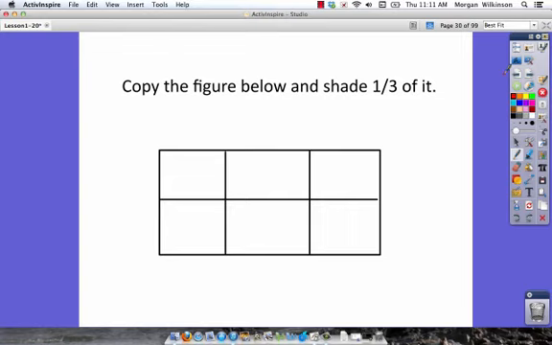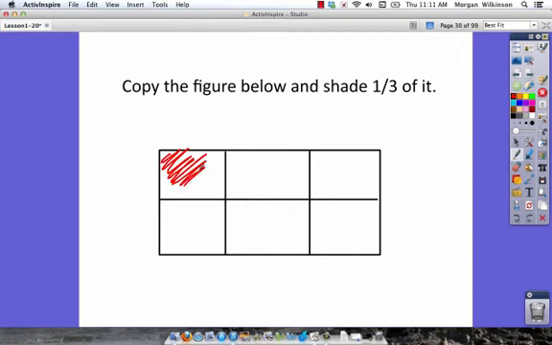Alright, now copy the figure below and shade 1/3 of it. Please pause the video and do that in your notes. Alright, now hopefully you've got that done. We're going to shade 1 out of every 3 boxes. So you can see we have a total of 1, 2, 3, 4, 5, and 6 boxes. So we're going to shade 1 out of 3.